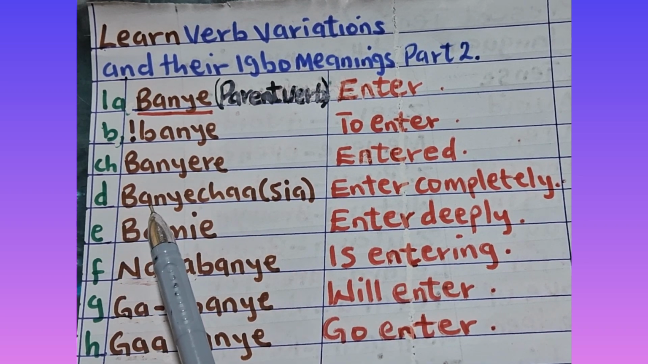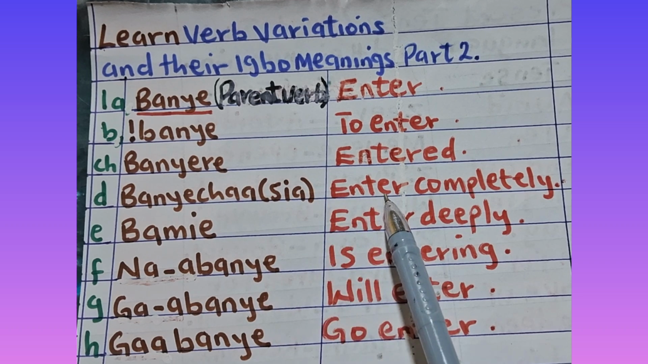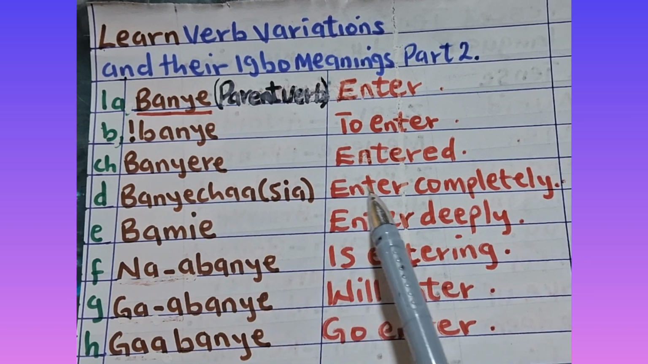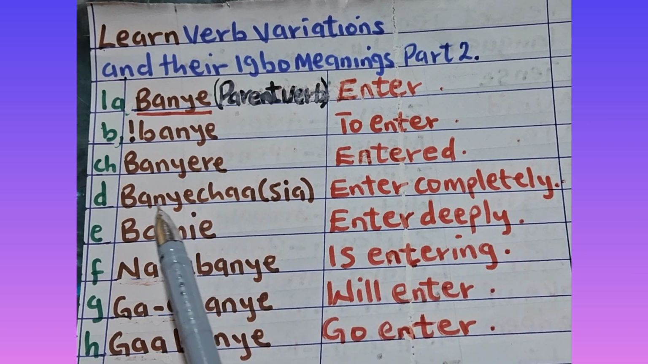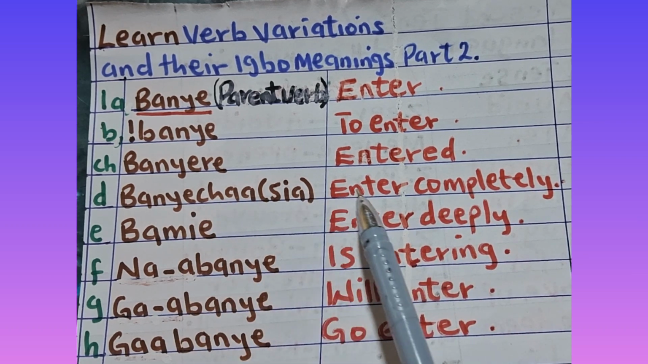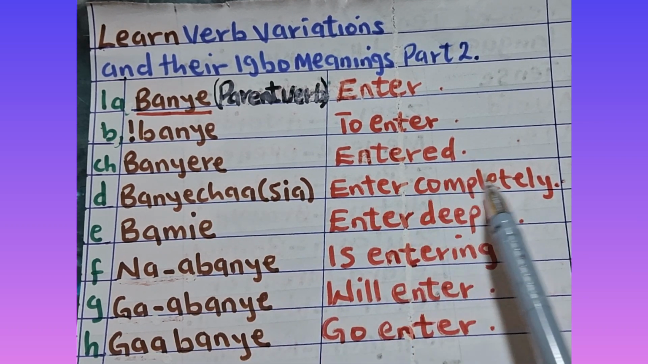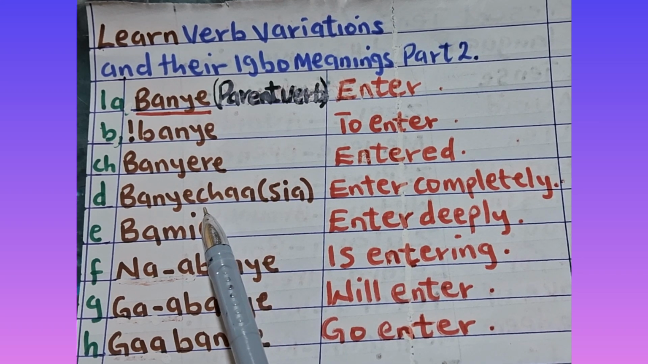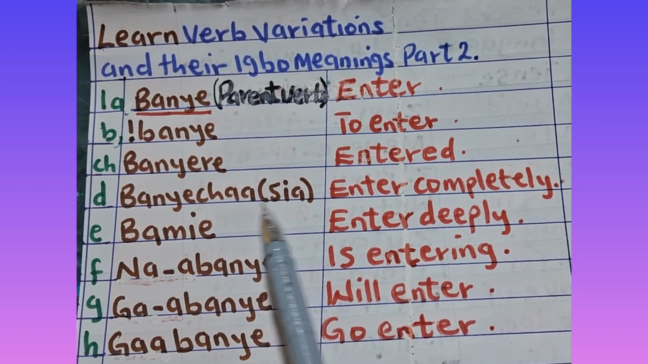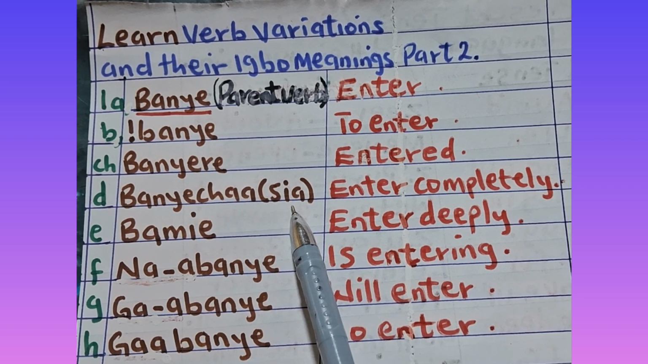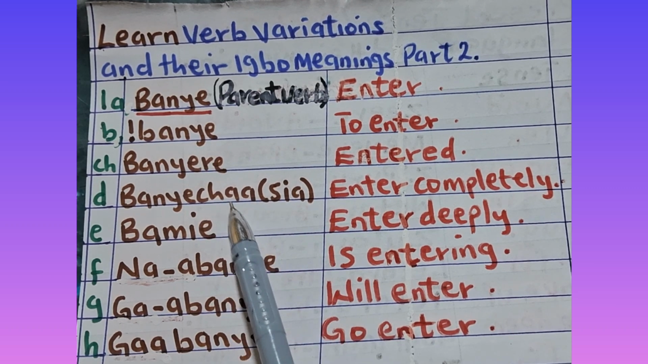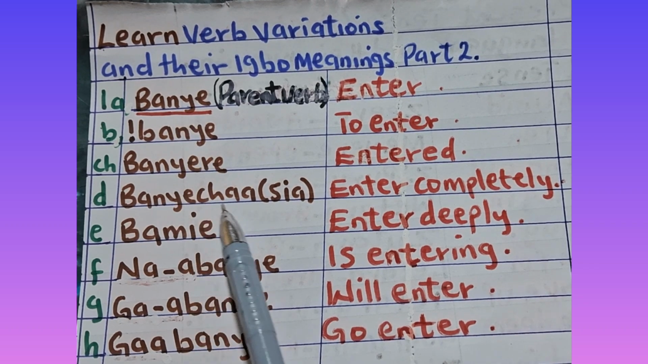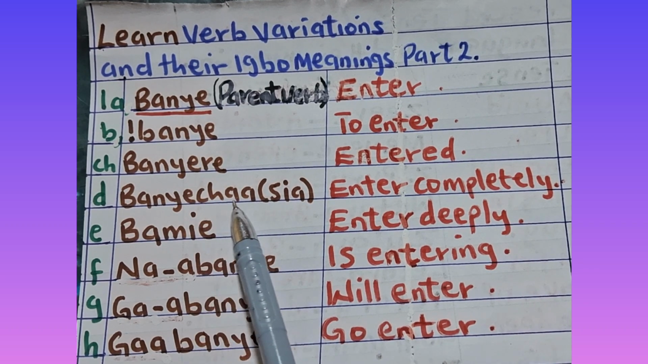Number D, banyecha sia, enter completely. You can say banyecha, meaning enter completely, or you can say banyecha sia, meaning enter completely also. You can see that we add suffixes, these words, cha and sia, the one in brackets. We add them so that this parent verb will vary from banye to banyecha sia, meaning to form another verb.